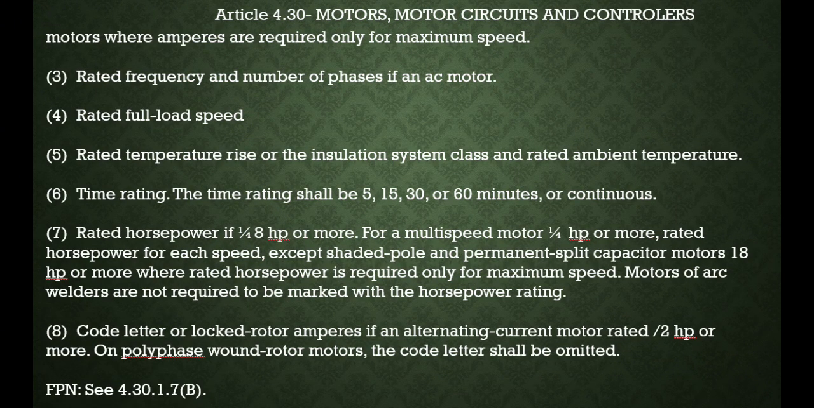This slide continues the requirements for motor markings under Article 4.30. Motors must include rated frequency, number of phases, full load speed, temperature rise, and time rating. Horsepower is required if 1/8 horsepower or more, with exceptions for certain motor types. Alternating current motors rated 1/2 horsepower or more need a code letter or locked rotor amperes.